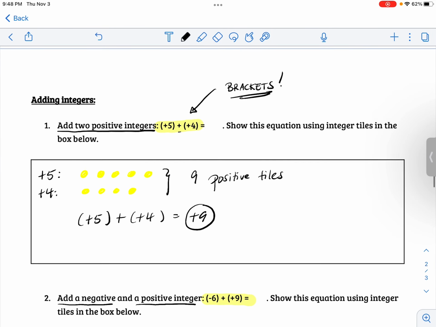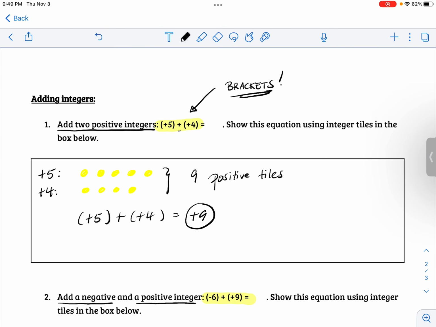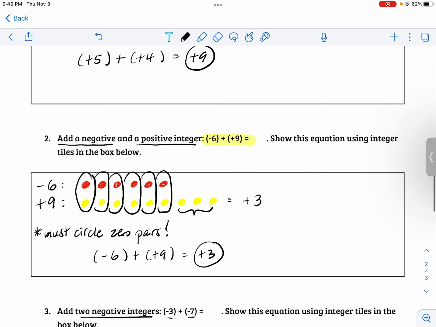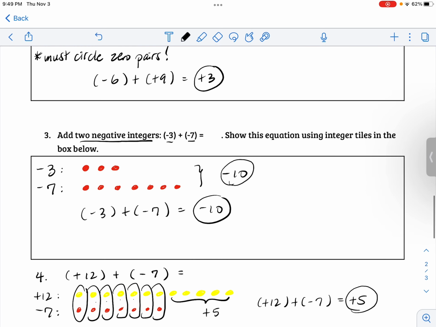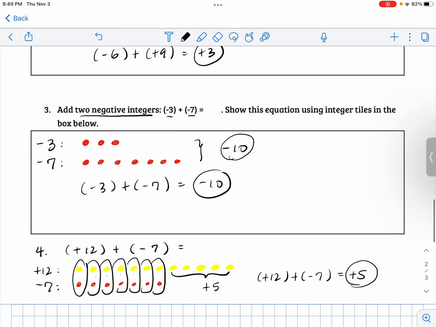Understand how much work you need to show when you're adding integer tiles. So make sure you start off with the first integer in the equation and then the second integer. Make sure that especially when you're adding integers of opposite signs, you're circling out the zero pairs and you're lining up your integer tiles so it's easy to do that. And again, use these examples as a reference for you in the future.